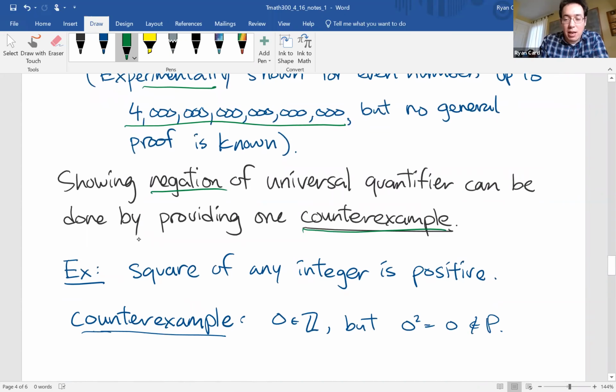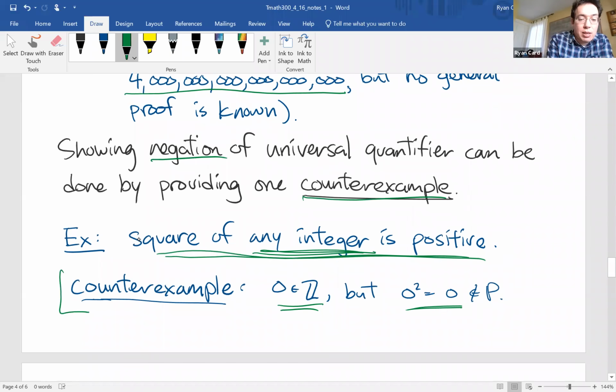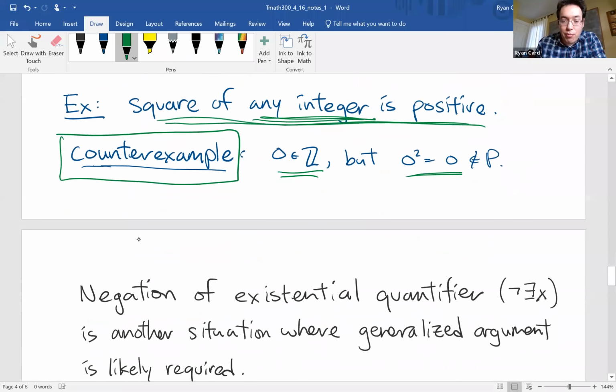So here's an example statement that I'm going to disprove. Let's say the square of any integer is positive. That's a statement. And because of the phrase that's used, any integer, this is a universal statement. There's infinitely many integers to check if you want to show that this is true. But if I'm trying to prove this is false, I just have to come up with one example where this fails. And in this case, this is a false statement. So you could just provide one counterexample. 0 is an integer, and 0 squared is 0, which is not a positive number. 0 is not positive. So if I give one example where this universal statement fails, the whole statement is false. So I'm done with that. That's called a counterexample.